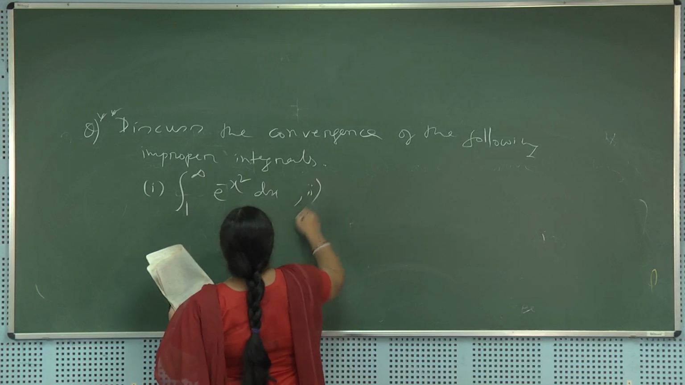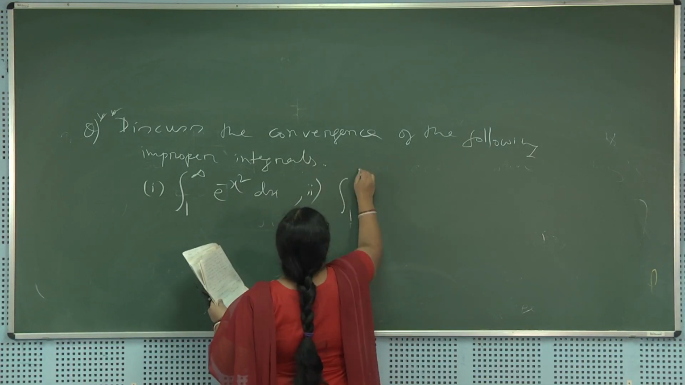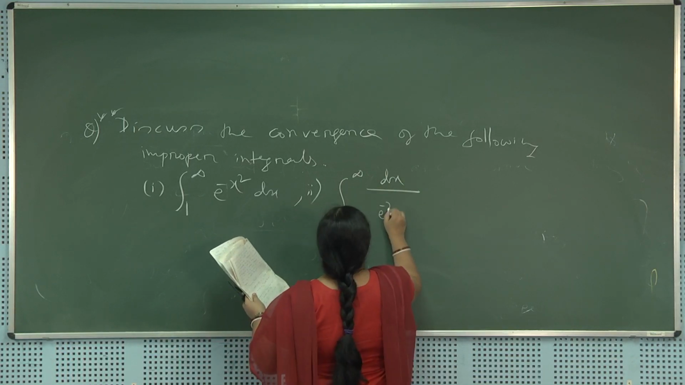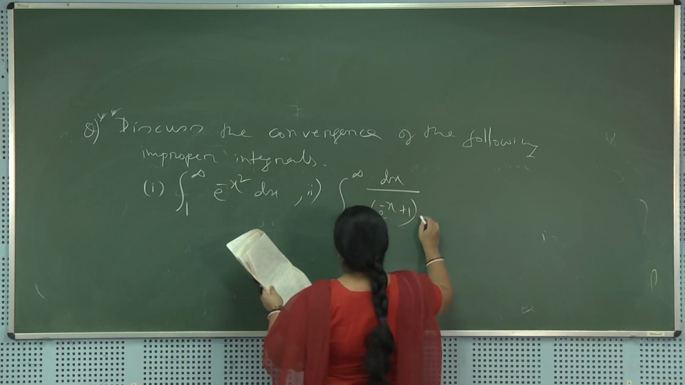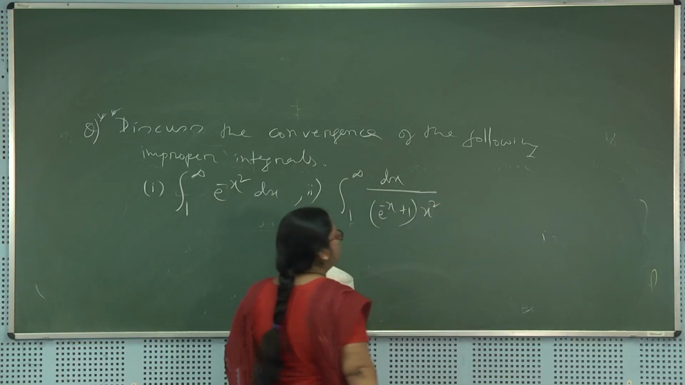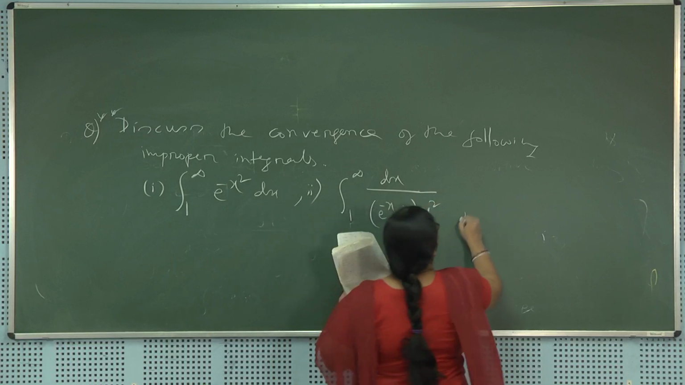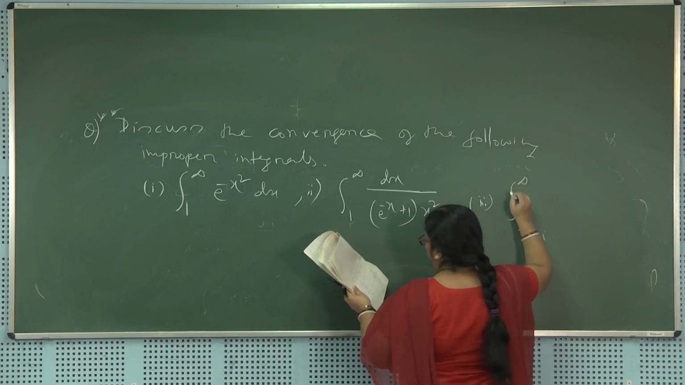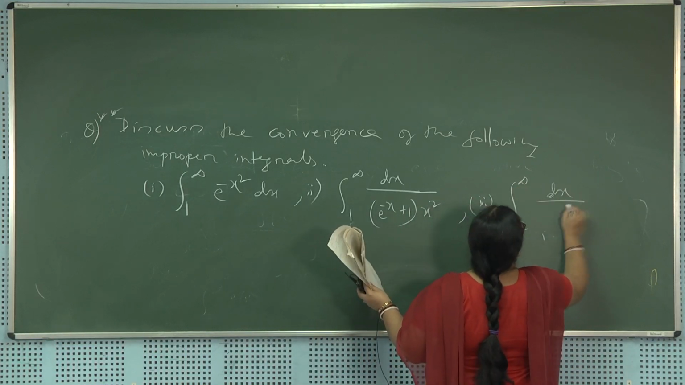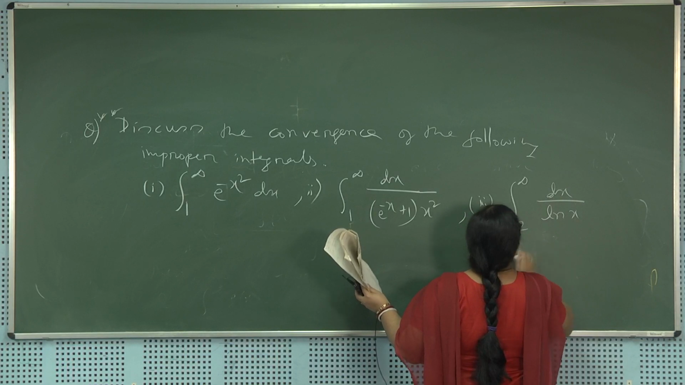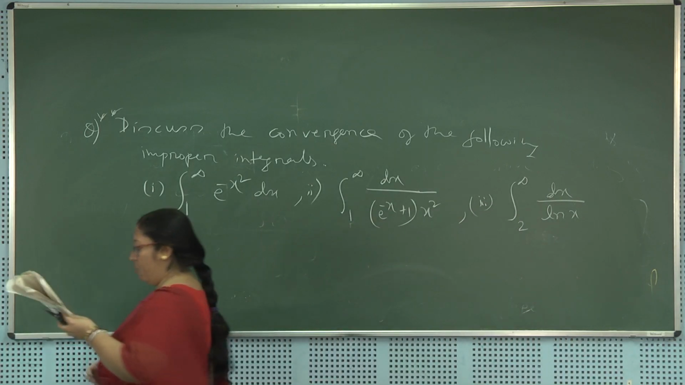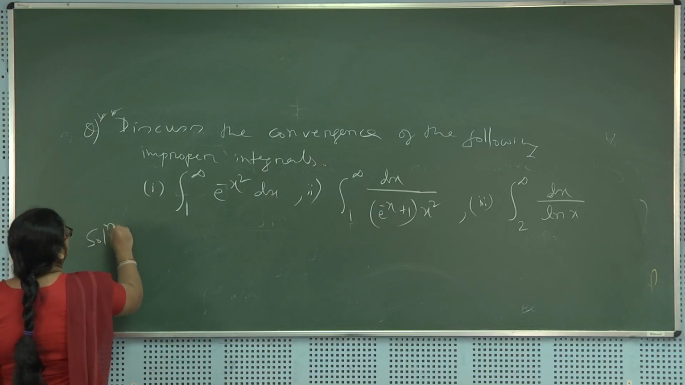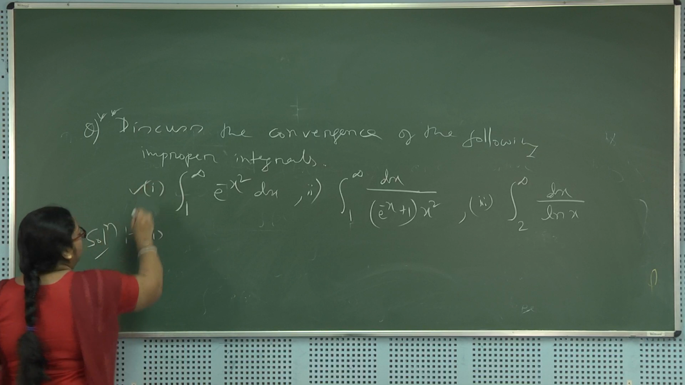Another problem we can take up is the integral from 1 to infinity dx upon (e to the power minus x plus 1) into x square. Number 3, which you can try at home, is the integral from 2 to infinity dx upon log x. Try to do all the problems by both the comparison tests and see which one is better. Solution 1. So, we will try to do this.